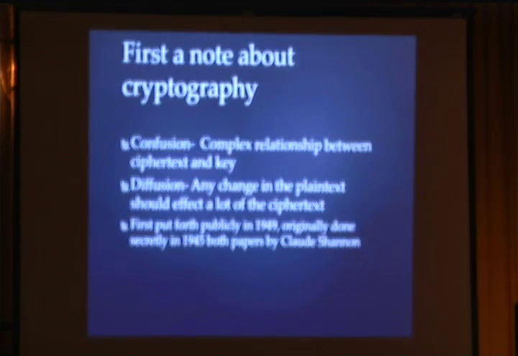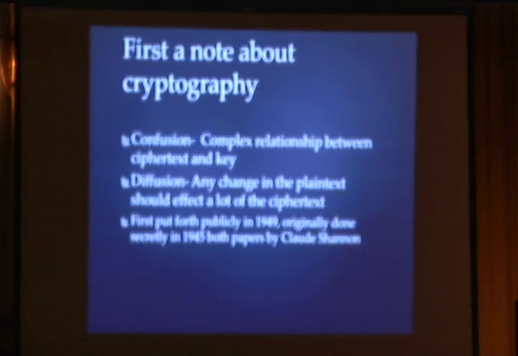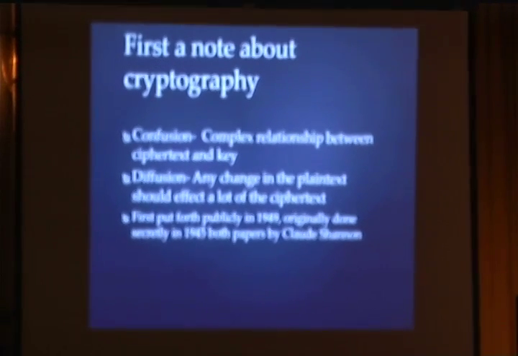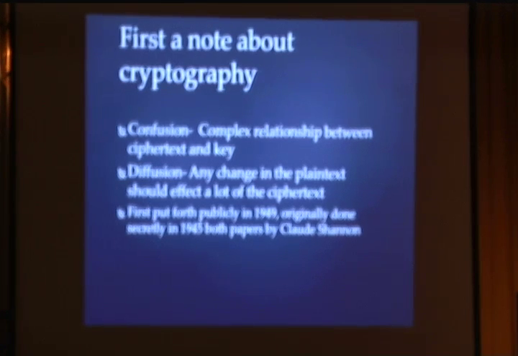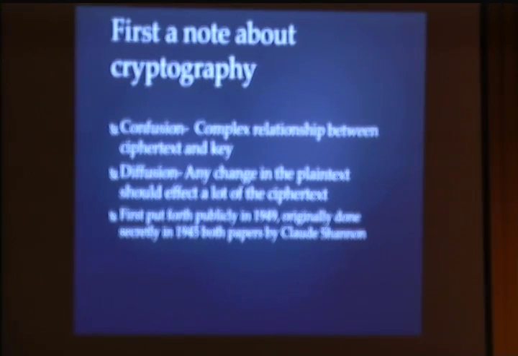A note about cryptography: we're going to be evaluating a lot of these things under 2 properties: confusion and diffusion. Confusion basically says that the relationship between the key and the cipher has to be complex. If it's not complex, you can extract the key from just a ciphertext-plaintext pair. If it's not complex, things go wrong.